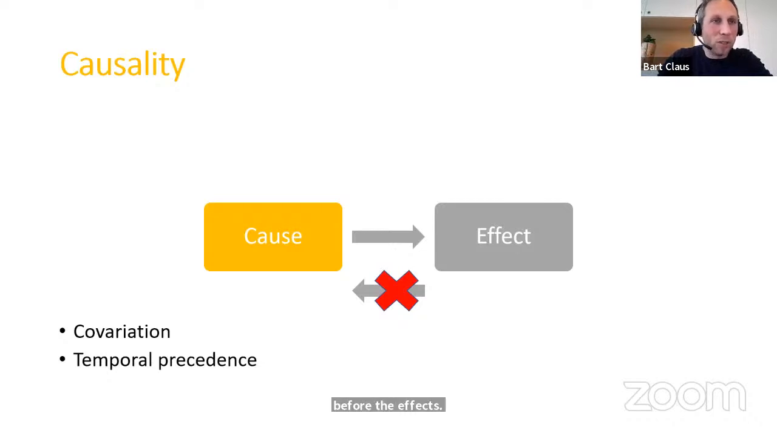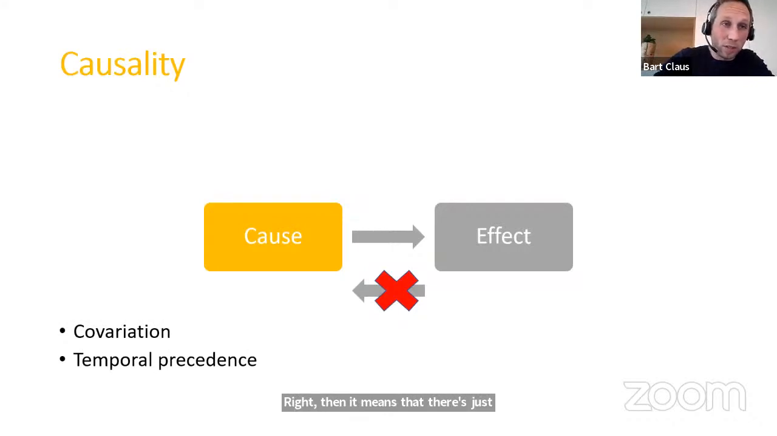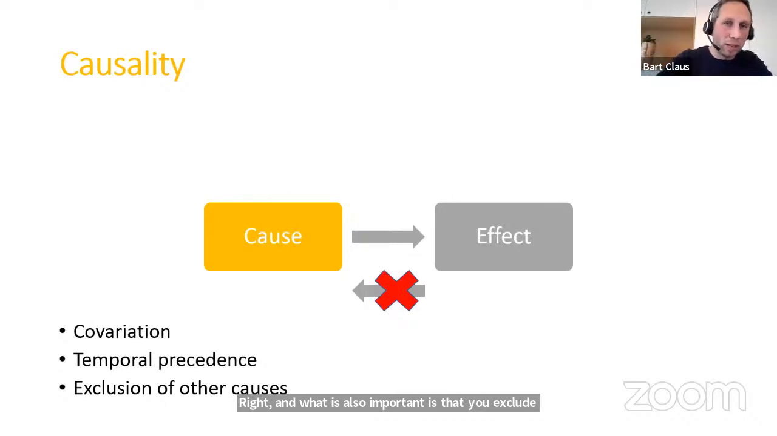If you find that it doesn't matter which comes first, the effect or the cause, then it means that there's no causality, right? Then it means that there's just covariation, and that there's actually no effect of the cause, right? That the effect can even influence the cause as well, right? And what is also important is that you exclude other potential causes, right? And we will discuss that later as well, as control that you need to have, right? But so causality is important to understand in the context of your experiment.